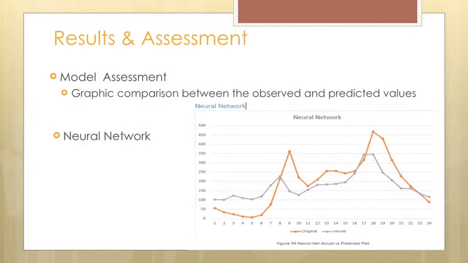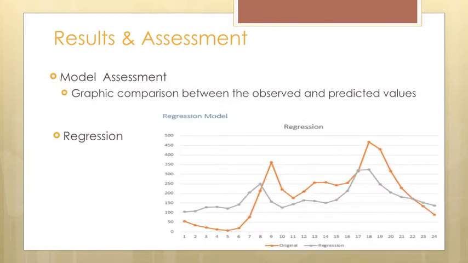In this section, we'll be doing some graphical comparison between the predicted values and the original values for all the three models. For the neural network, we can see that the orange line is the original values, and the gray line is the values which we have got from the prediction. Gray lines are following the orange line in terms of the pattern, but they are still offset in terms of the hours. In this diagram, which is for the regression, it is also showing a similar trend as the neural network, but this is also offset by a few hours.